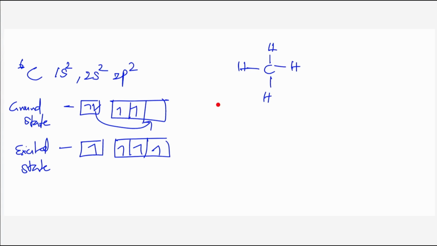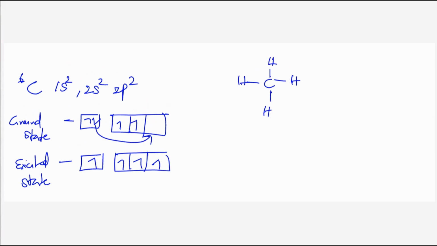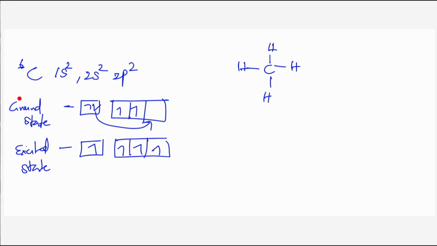Now, how does this promotion occur? It requires energy for this promotion. It won't just go to a higher level. You have to give a certain amount of energy. And that energy is given by the bond formation process, right? Because we know that to break a bond, you have to supply energy.